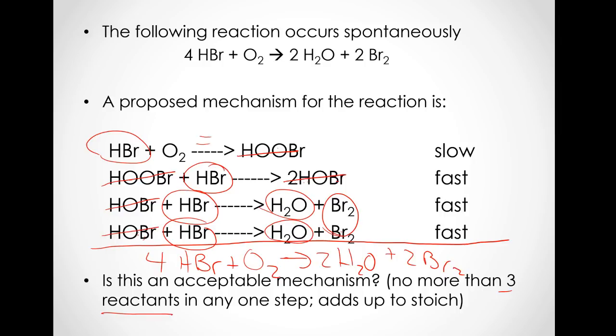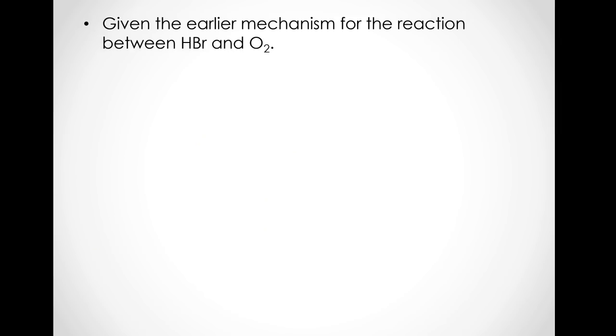So that's really what you have to do. For a mechanism, you have to make sure that there isn't more than 3, and you want to make sure what it adds up to by canceling out things that are the same on opposite sides of the arrow.